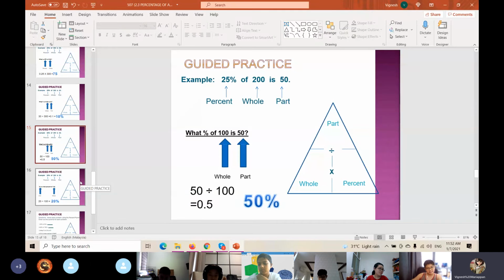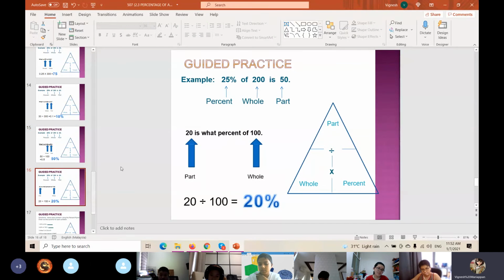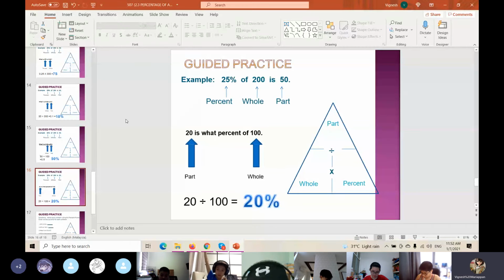So hard, huh? Okay, the last one. Who wants to try? Same. Part is given, whole number is given. Who wants to try? Jingza? Yes, teacher. Please try. Just explain lah. Part is already given, whole also given, so you need to find the value of percentage. What is the formula? How to convert again?